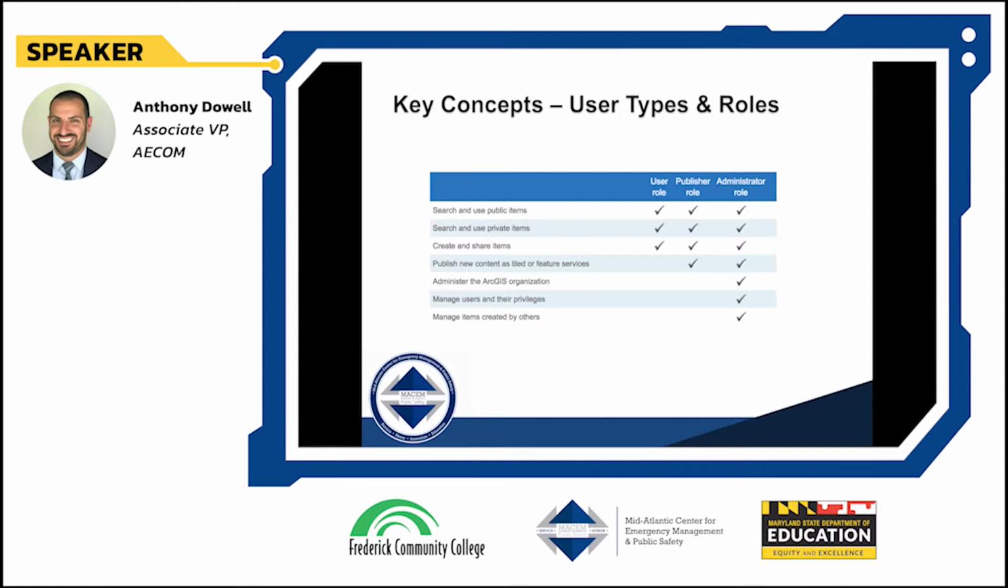The publisher role has the ability to, again, search and use public items, as well as to create and share items. However, they do not have the ability to provide any of the administrative tasks or functions that the administrator can. And the user role is the lowest level of access. So they can create and share items and search, but they can't create feature services or tiled services, which is important, which we'll discuss here momentarily.